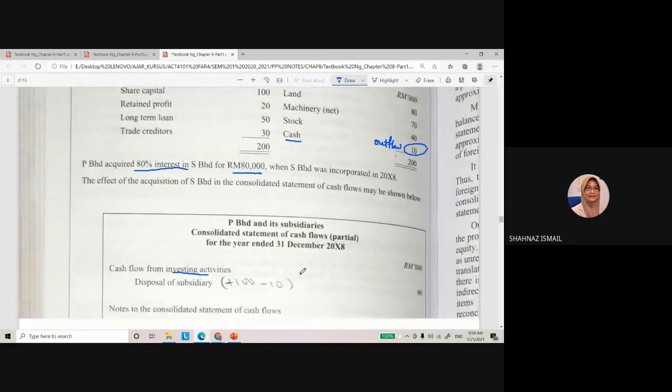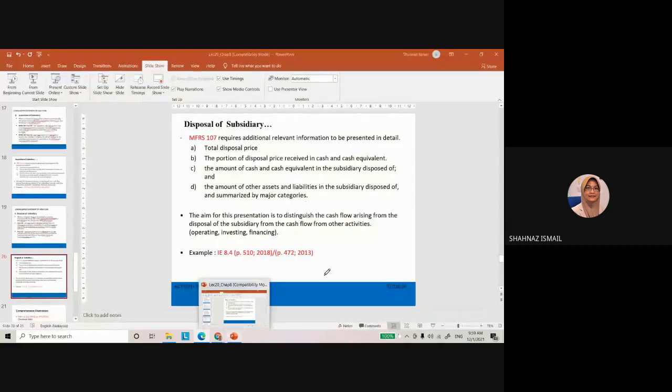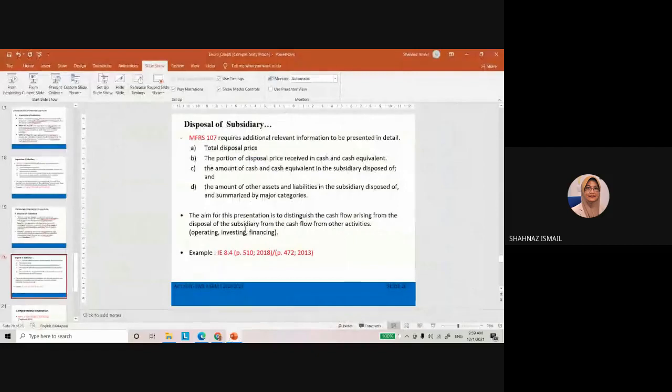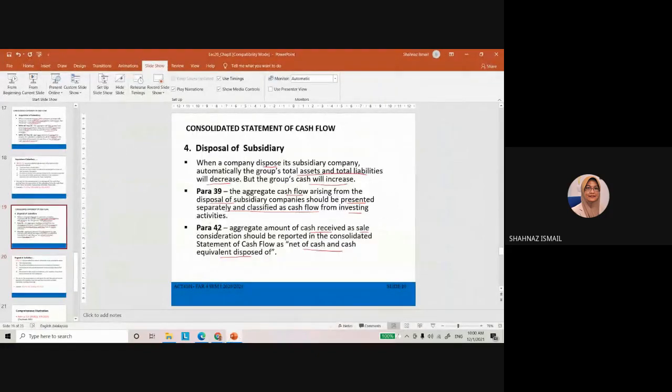Tapi kalau kita lihat pada slide tadi, dia kata apa ni, yang inflow tu, yang outflow tu kita biarkan sebagai net of cash and cash equivalent. So because of that, kita hanya masukkan the net value of the cash. Okay, net figure. Alright.